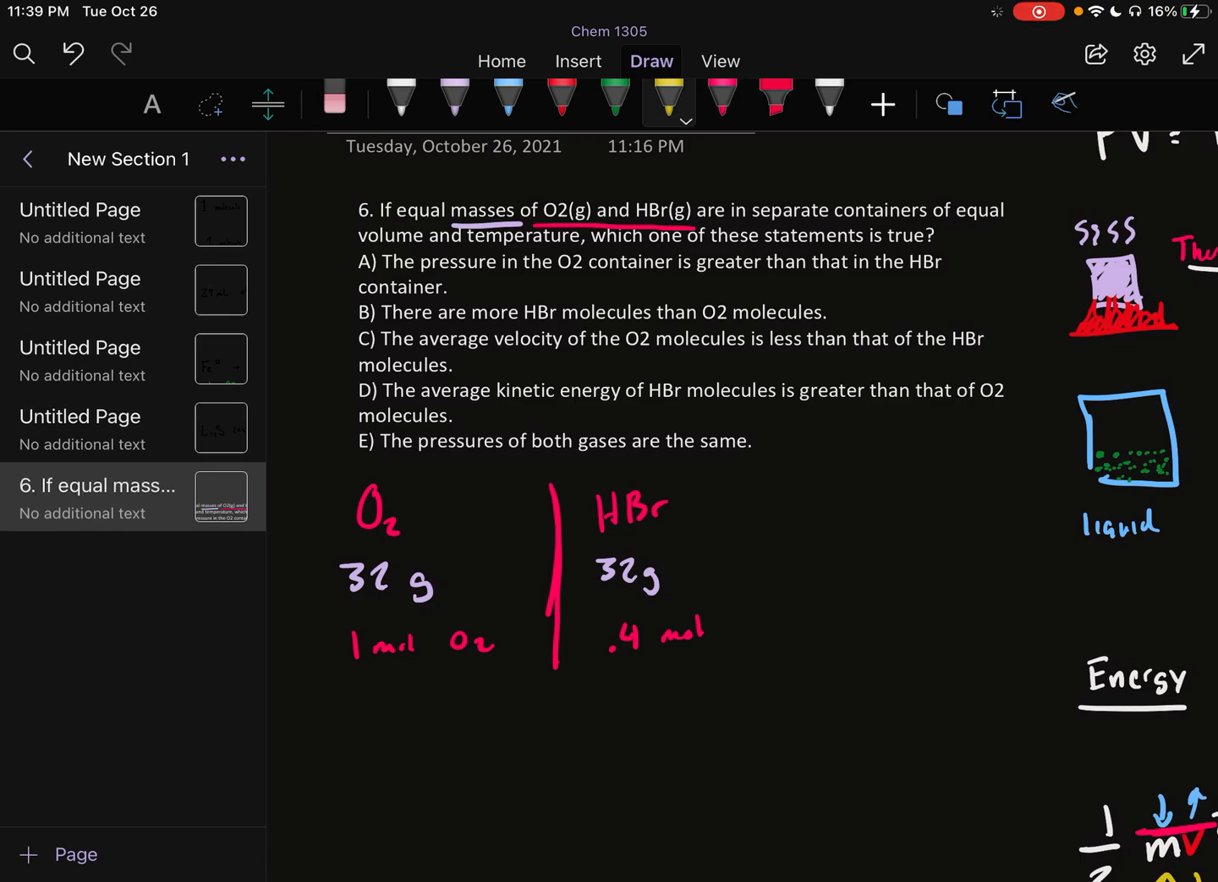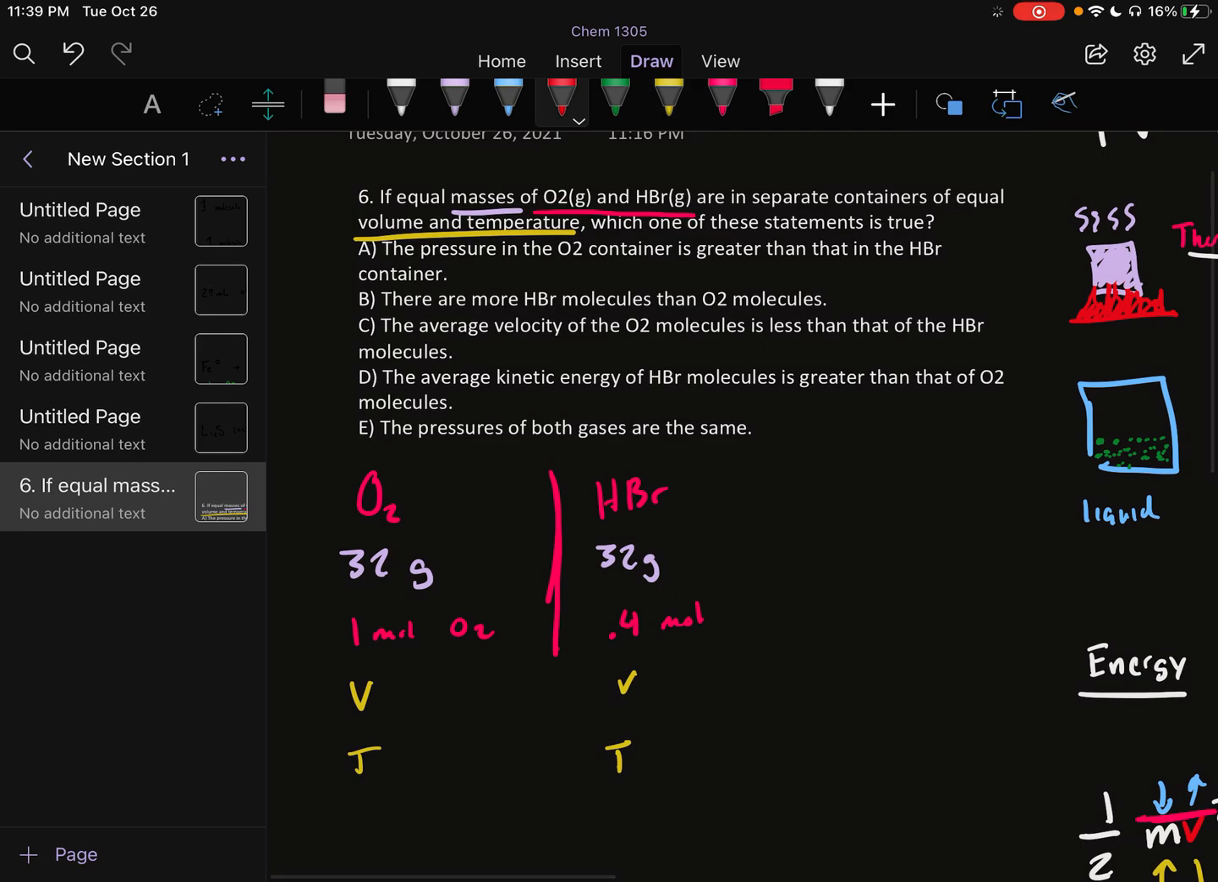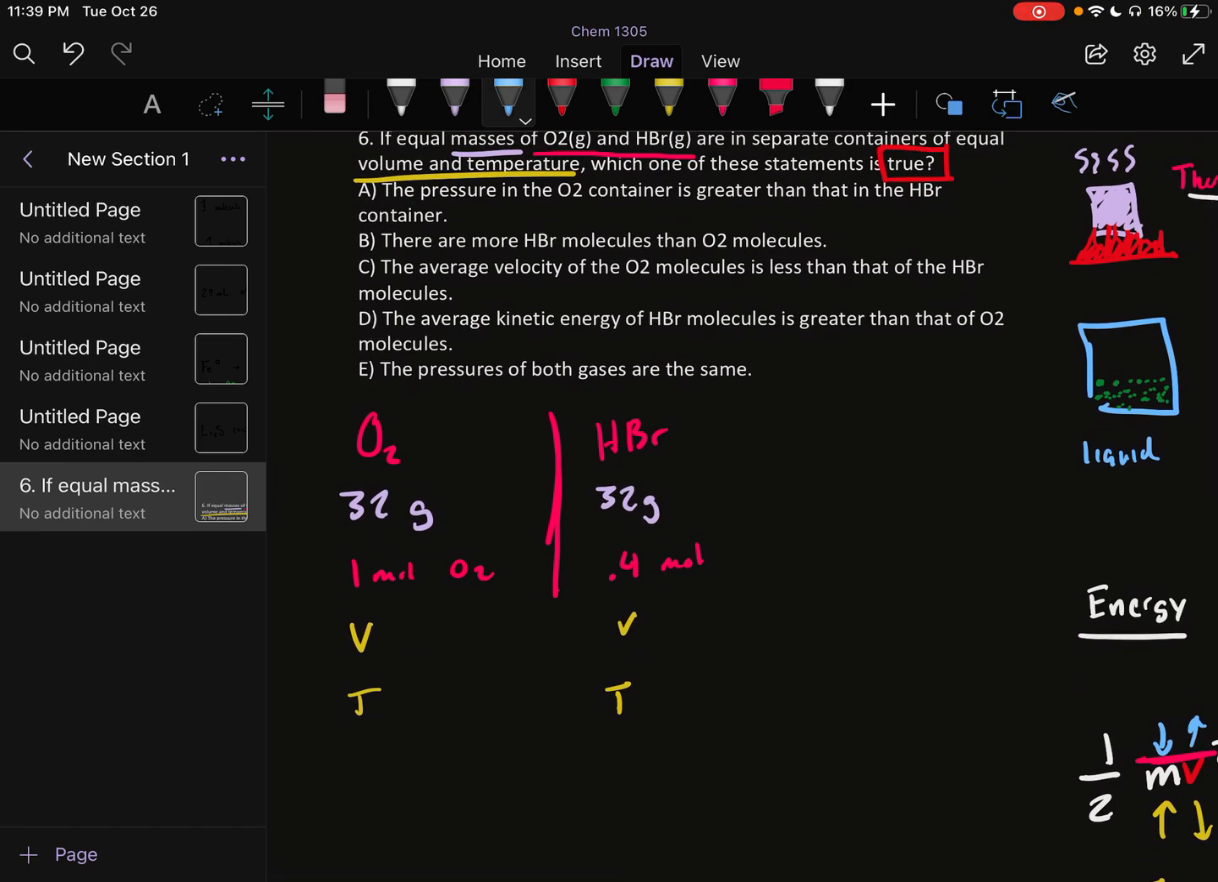Now, whenever you have this, we also know that we have equal volume and temperature. So volume and temperature are going to be equal. And so we're looking at what statements are true. Now, let's take a look at our statements, right? We have pressure. The one thing that we know that includes volume, temperature, and moles is PV equals nRT, so we're going to need to use that. We have molecules, right? So where are we going to get molecules? Well, remember that we have moles, and we can easily convert between moles and molecules. Just multiply this by Avogadro's number.